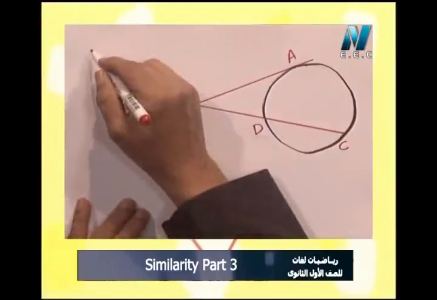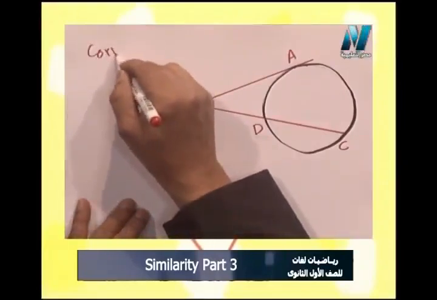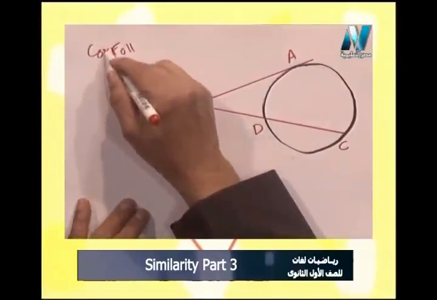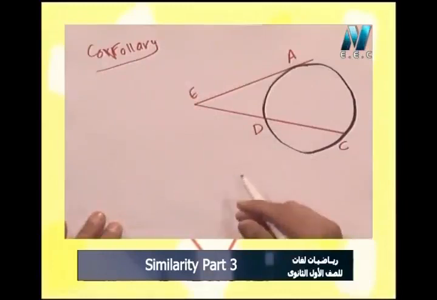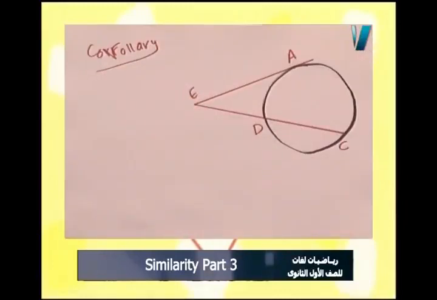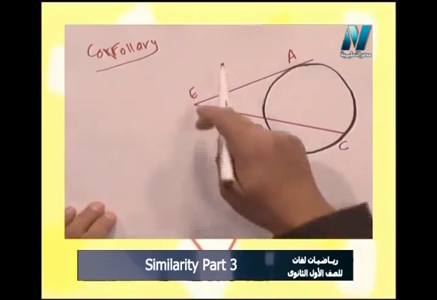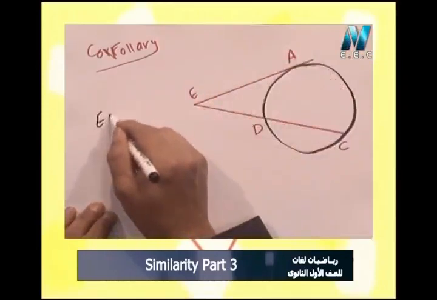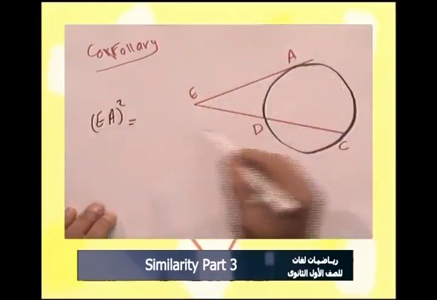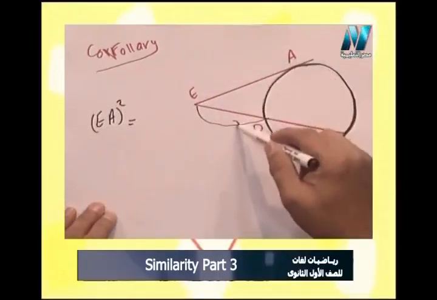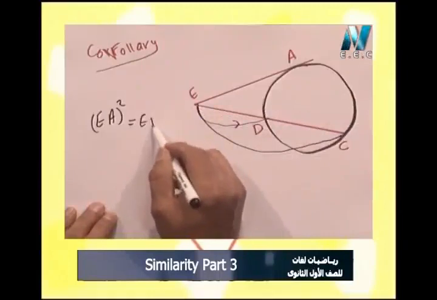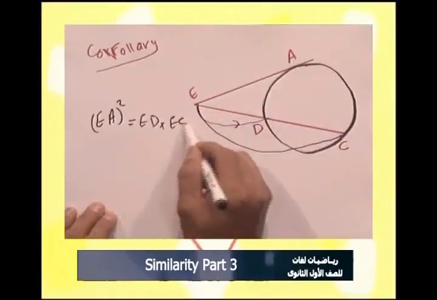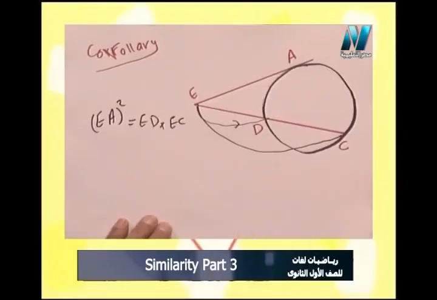We have something we call a corollary. What's the corollary here? It's something like a theorem. We can solve questions with it. EA power 2 equals ED multiplied by EC. ED times EC. So concentrate with me well.